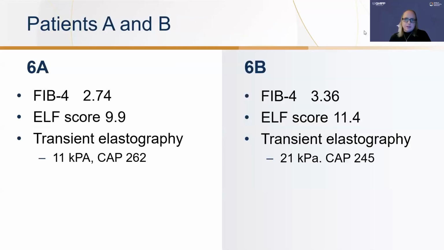Now, these are our two patients, just kind of comparing the results, looking for staging. So again, in a stage 3 patient, we had a Fib4 of 2.74. That was intermediate. With our cirrhotic patient, it came back at 3.36. Our ELF scores were different, of course, 9.9 versus 11.4, and that was diagnostic for stage 3, and the 11.4 was stage 4. And then for our transient elastography, we have the 11 kilopascals, which was stage 3 fibrosis, versus our 21 kilopascals, which is diagnostic for cirrhosis. And our CAP scores that we already talked about.